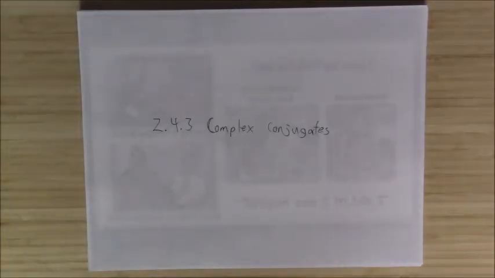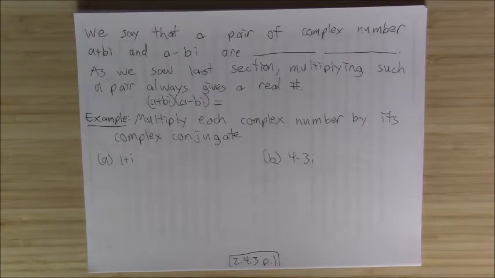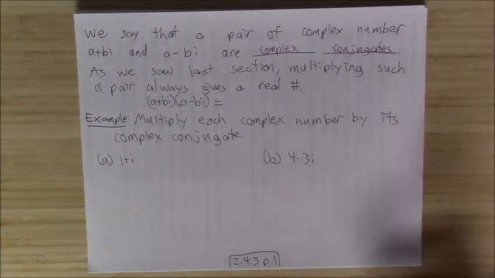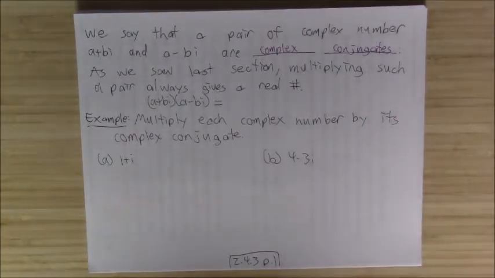In this video, we'll be talking about complex conjugates. So by definition, we say that a pair of complex numbers, a plus bi and a minus bi, are complex conjugates. This is very similar to how we've talked about conjugates in the past.